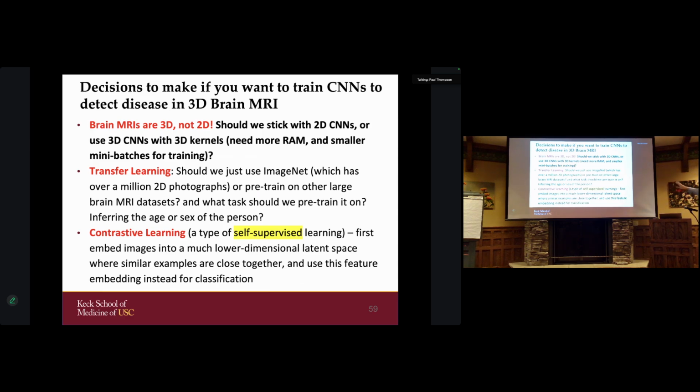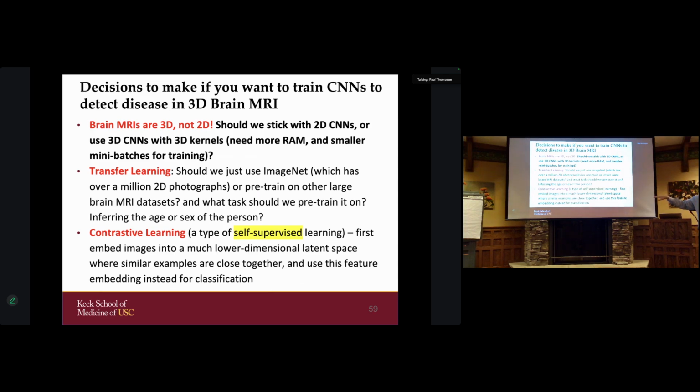Transfer learning, should we just use ImageNet, which has over 1 million, actually 14 million 2D photographs? Or should we train it from scratch on other large brain MRI data sets? So UK Biobank has 46,000 MRIs. It's not 14 million. But what task should we train it on? You don't have to pre-train it on the same task that you're going to do later. And some people do inferring the age or the sex of the person as a pre-training task.